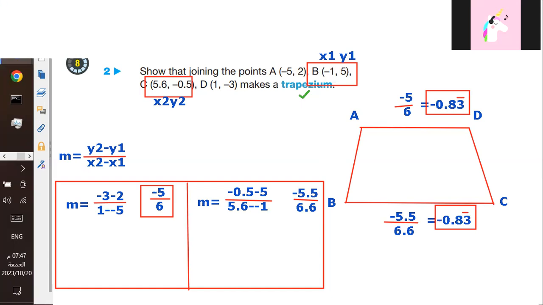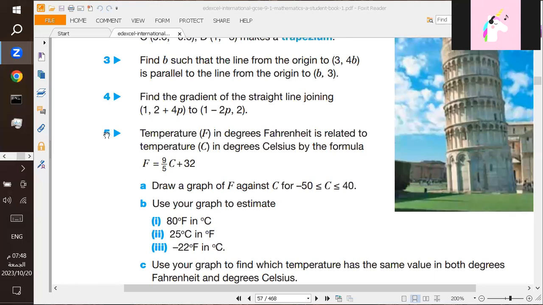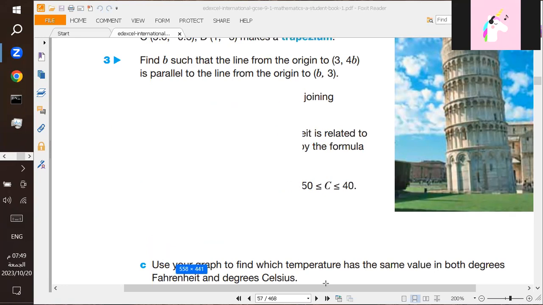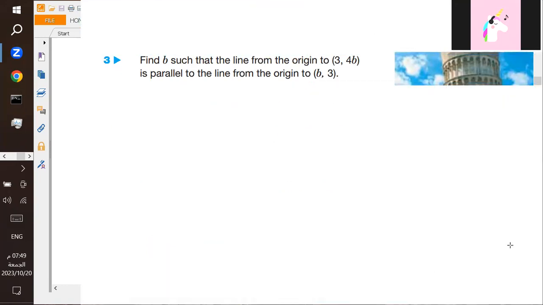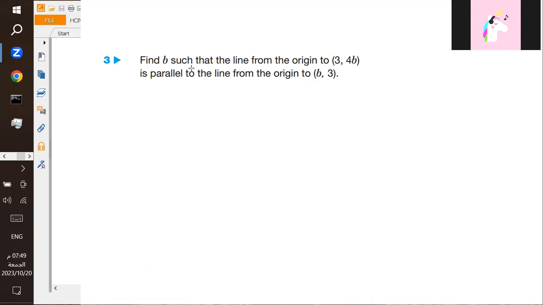Now, let me ask you this. We're going to do question 3. It has the same idea, we're going to work with the gradient. Here, let's cover this. Question 3: find B such that the line from the origin to 3, 4B is parallel to the line from the origin to B and 3.